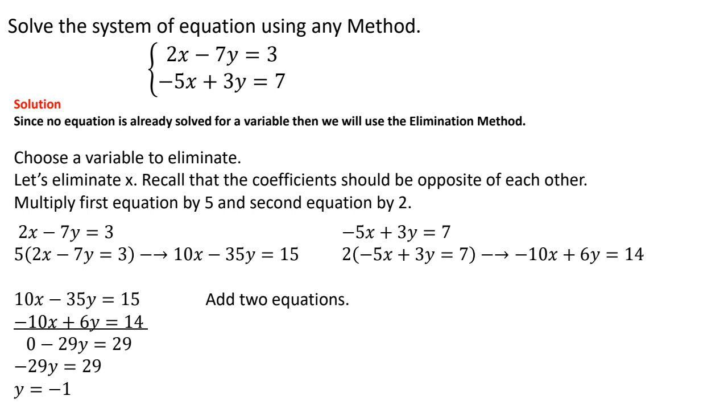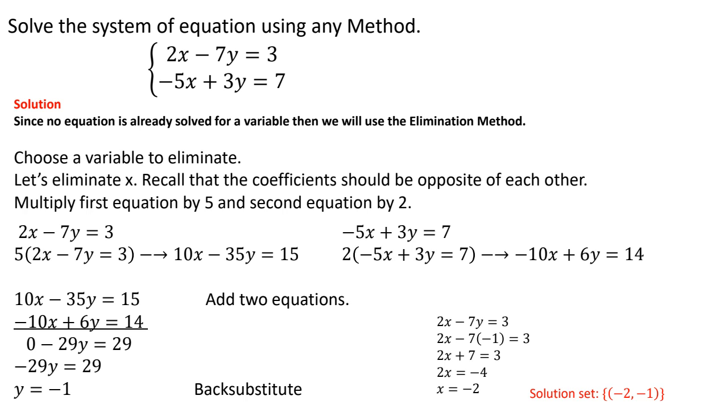So after this step, it's the same for both methods. I'm just going to use back substitution to get the x value. Okay. So I'm going to choose any of the two equations. Again, it doesn't matter which one you choose, you will get your solution. Okay, so in this case, I just chose the first one, 2x minus 7y equals 3 to get my x value. So again, everywhere I see y, I'm going to plug it in with my known value now, the negative 1. So we have a negative 7 with a negative 1 gives me a positive 7.